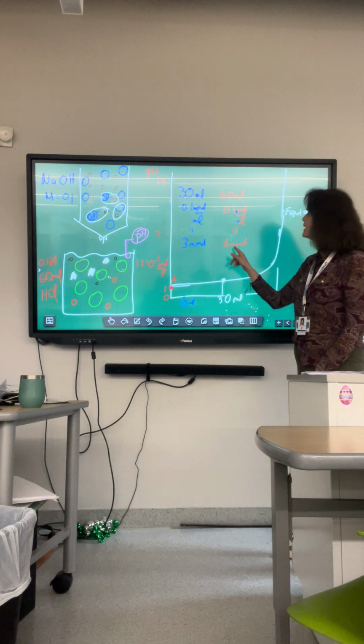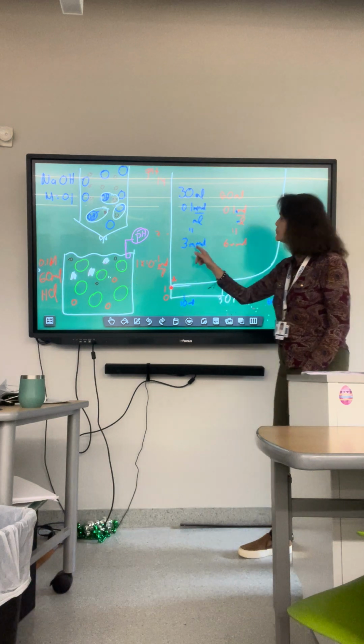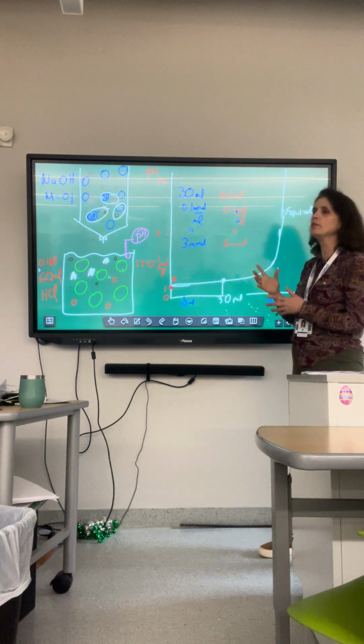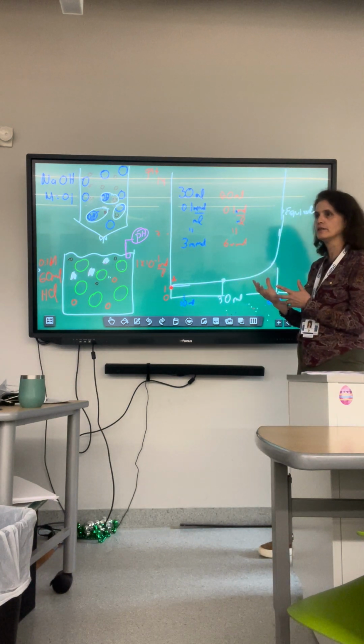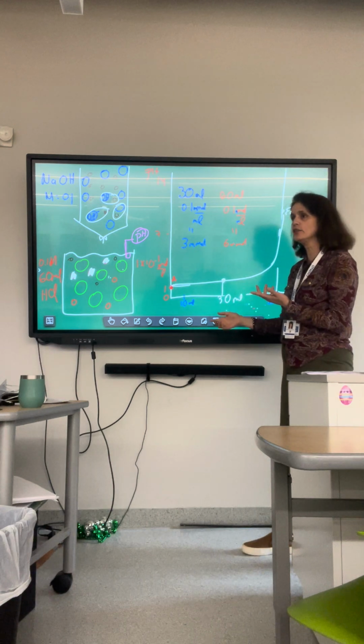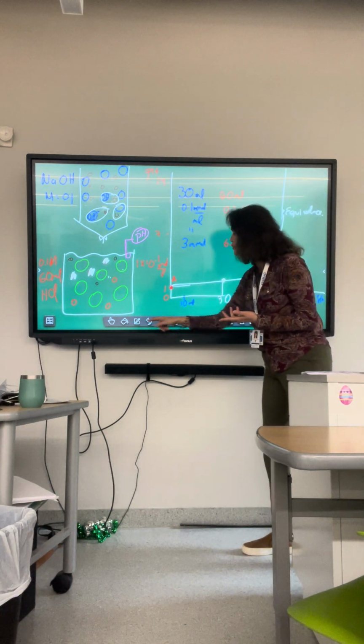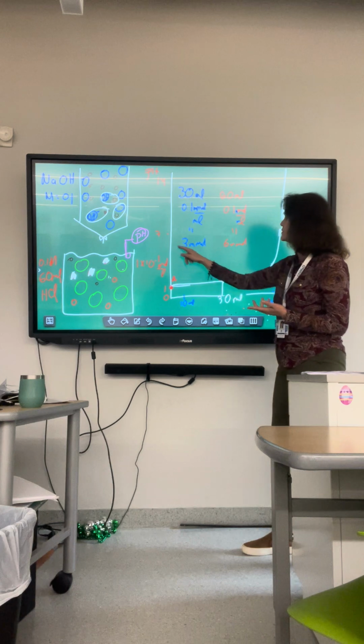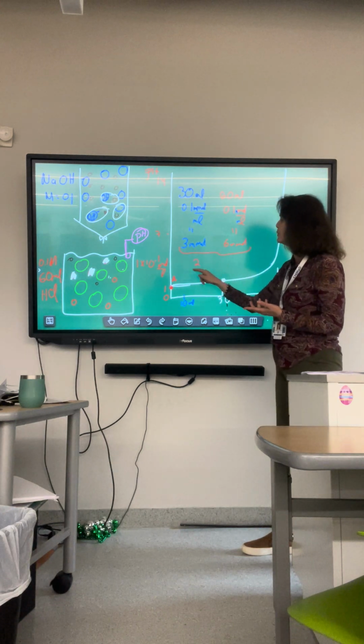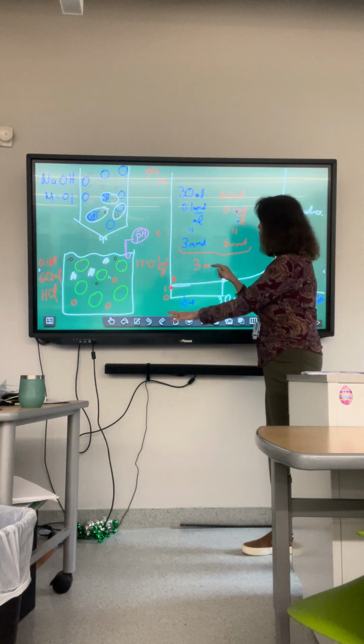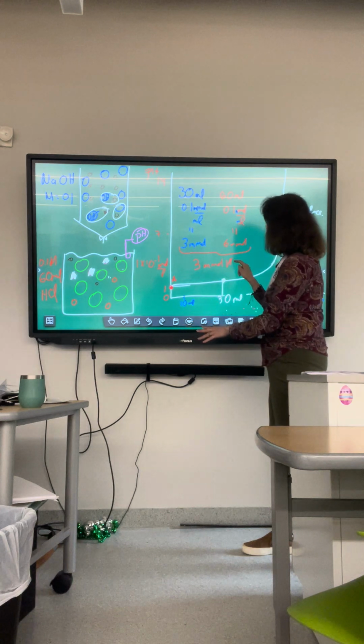You have 6 millimoles here. You drop 3 millimoles. How many millimoles do you have left of the acid? You subtract those two, and you end up with a leftover of 3 millimoles of HCl, right?